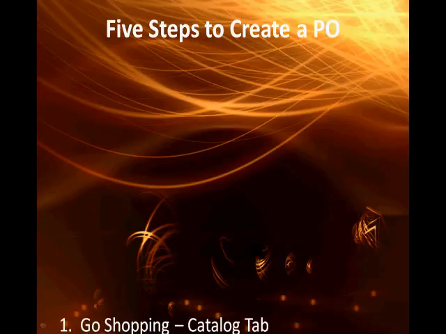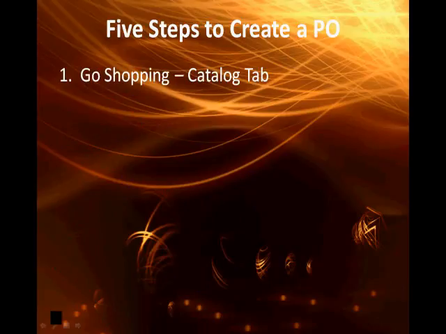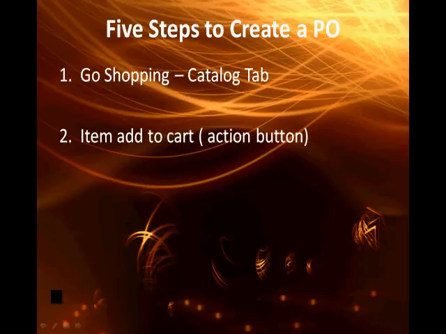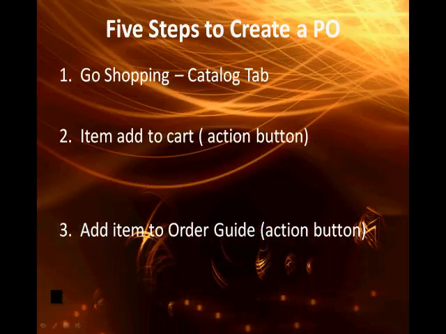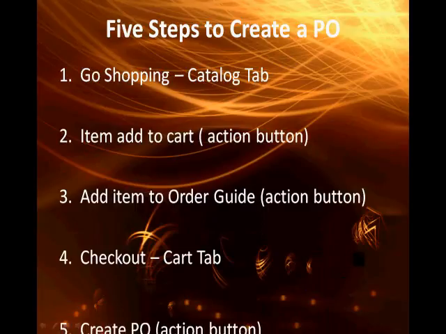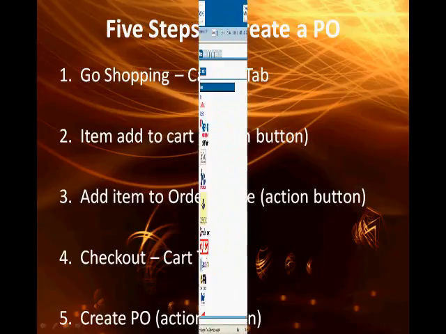The first step is to go shopping. We go shopping in our catalogs tab. The next step is to add the item to your cart. Step 3 is to add the item to your order guide. Next we have step 4, which is to check out. And then last but not least, we have step 5. These are the 5 steps we're going to use today to create our first PO, our basic PO and market basket. Let's get started.